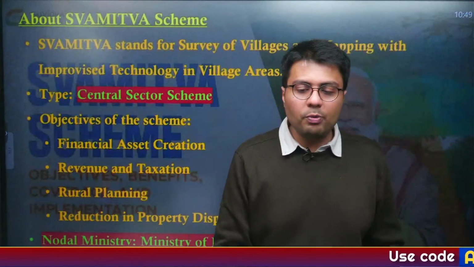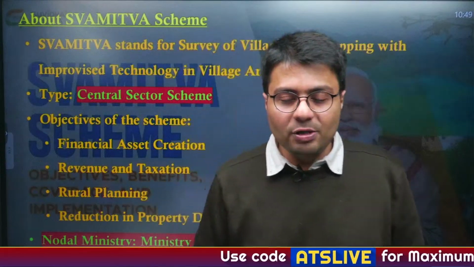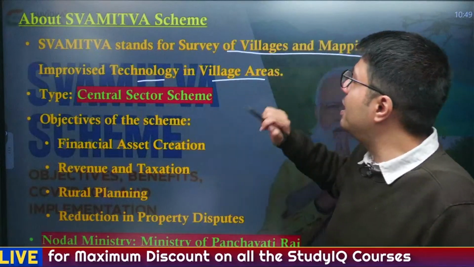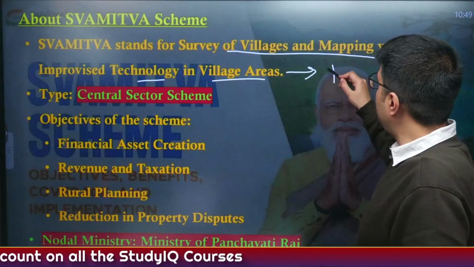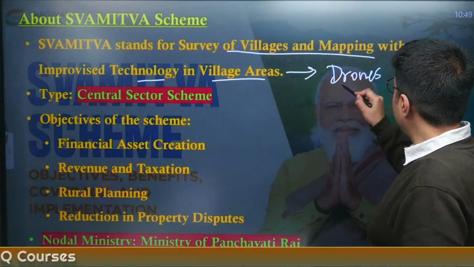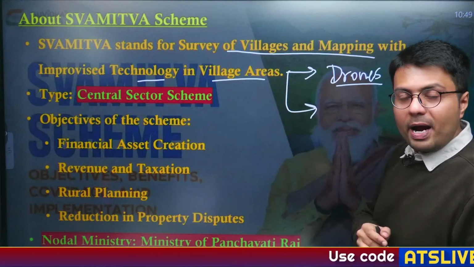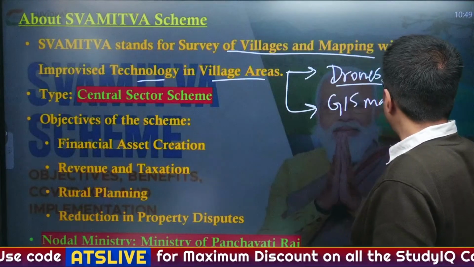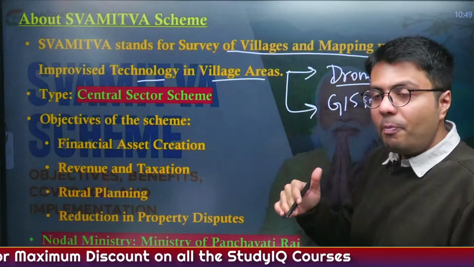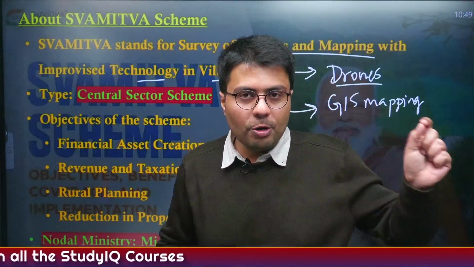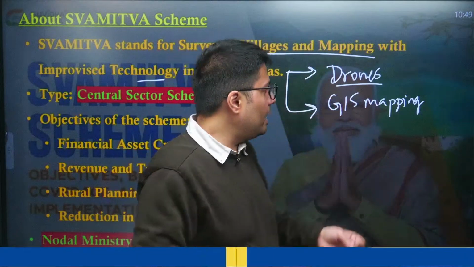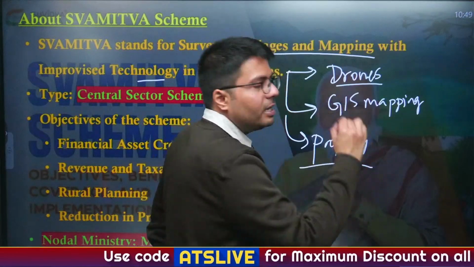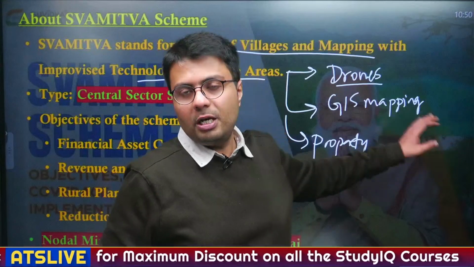Now let us try to understand what the features of this scheme are. Swamitva is actually an abbreviation, the full form of which is Survey of Villages and Mapping with Improvised Technologies in Village Areas. The purpose of this scheme is to map the areas in villages using drones, and based on the images of the drone, the map based on GIS is done. And based on the maps, the record of property is delineated, that is, which portion of a particular rural area is owned by which person, and accordingly the property cards which denote that you have an ownership right over that land are distributed to the people of the country.